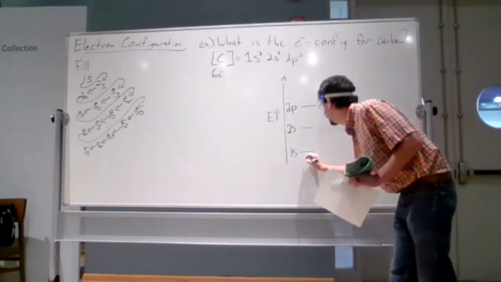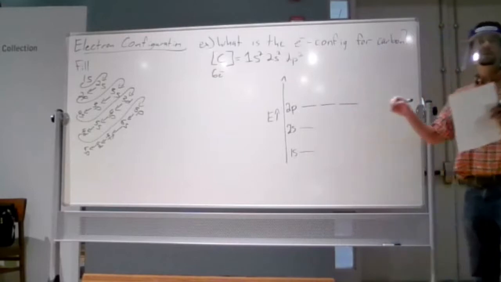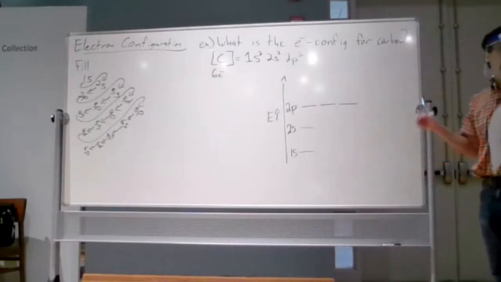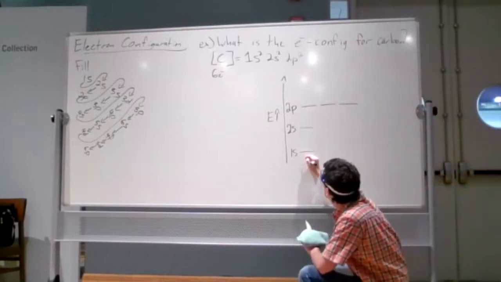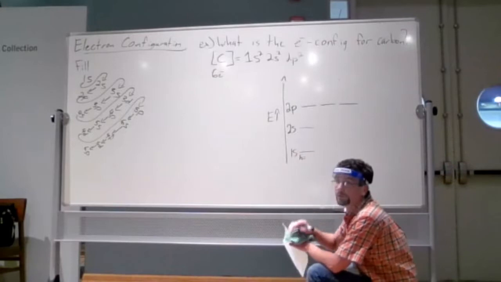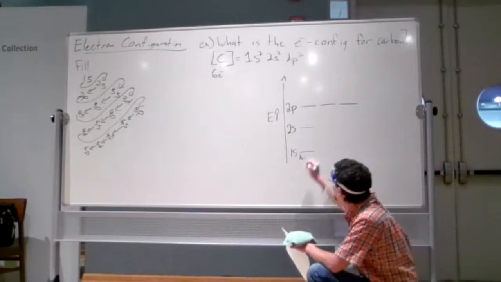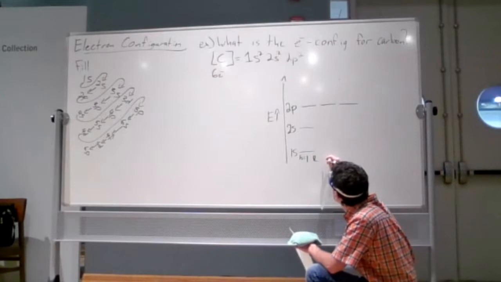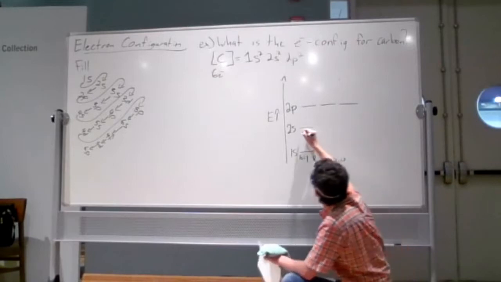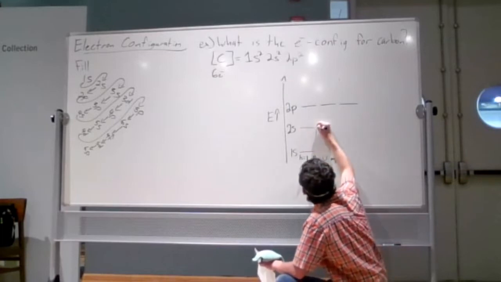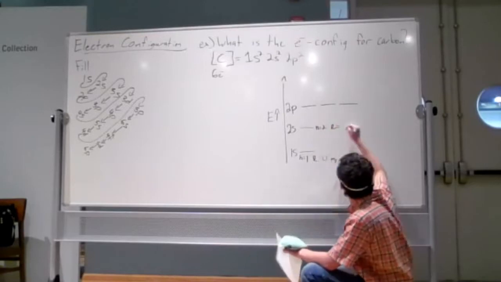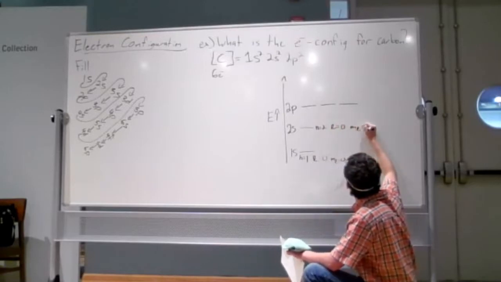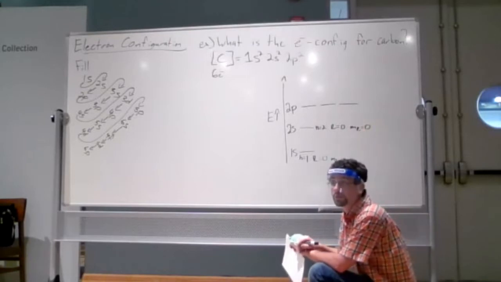What we're going to do, we're going to keep track of our n, l, and m sub l value for each orbital we have. Okay, so what's n equal to for this 1s? 1. How about the l value? 0. m sub l value? 0. Okay, what about for this 2s? n is equal to 2. What's l equal to? 0. m sub l? Yep.